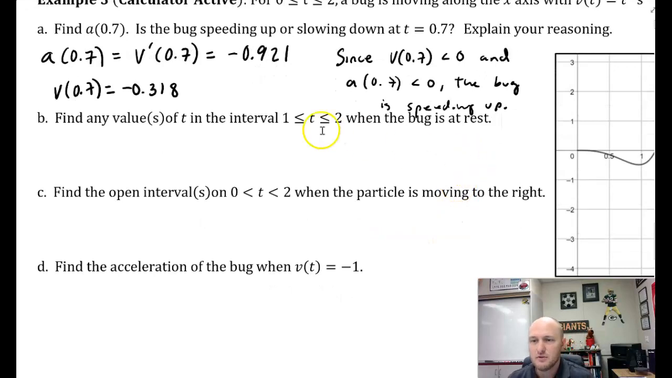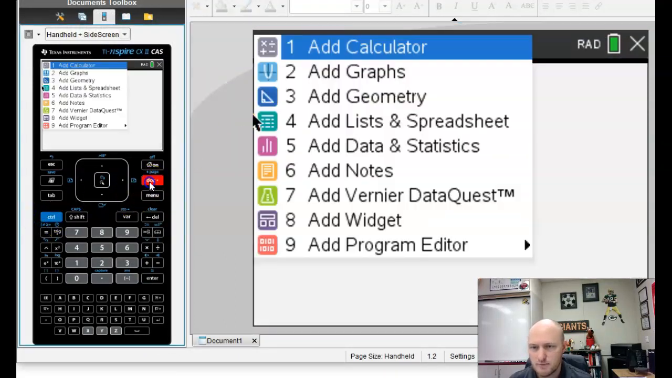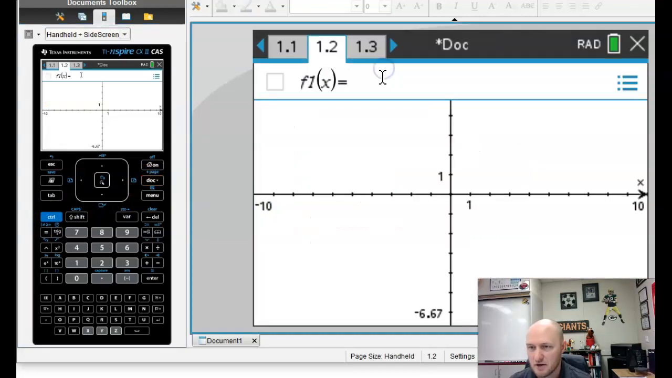All right, next, B. Find any values of t in the interval 1 to 2 when the bug is at rest. So what does it mean when they say the bug is at rest? That means that the velocity is equal to 0. So I'm looking for when the velocity is equal to 0 on the interval 1 to 2. I'm just going to graph this function. So I'm going to go control doc, and add a graph.